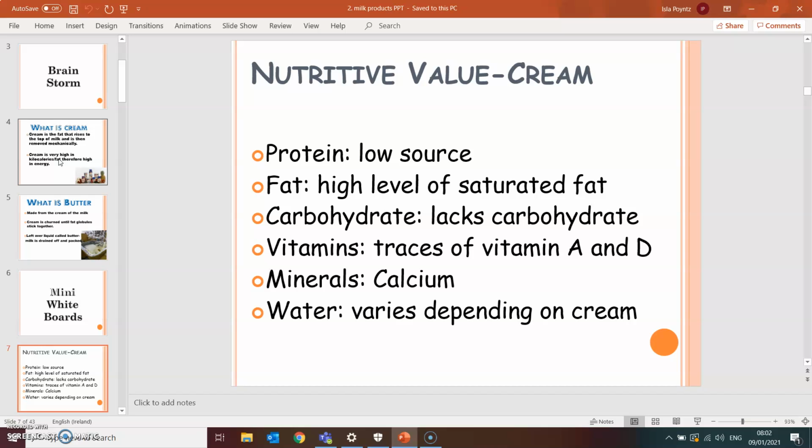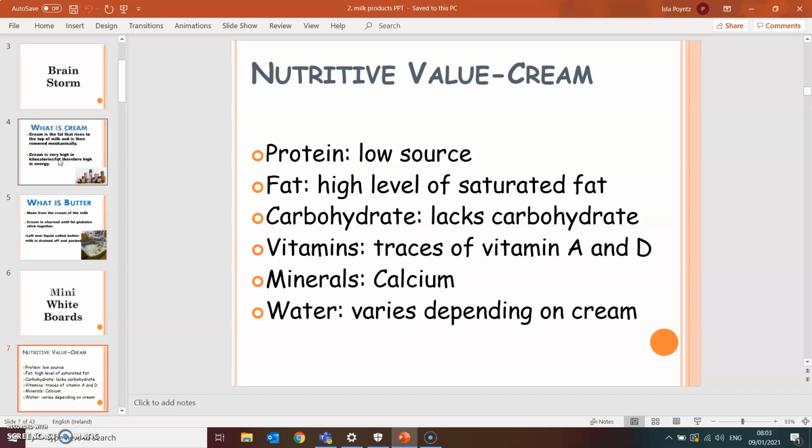So the nutritive value. So of course, we're going to look at protein, fat, carbohydrate, vitamins, minerals, and water, as we always do for any nutritional value of any product. So we're looking here, the main things here are the fat. It's a high level of saturated, and that's the nasty fat that can clog arteries. Okay, so just to be very aware of that.